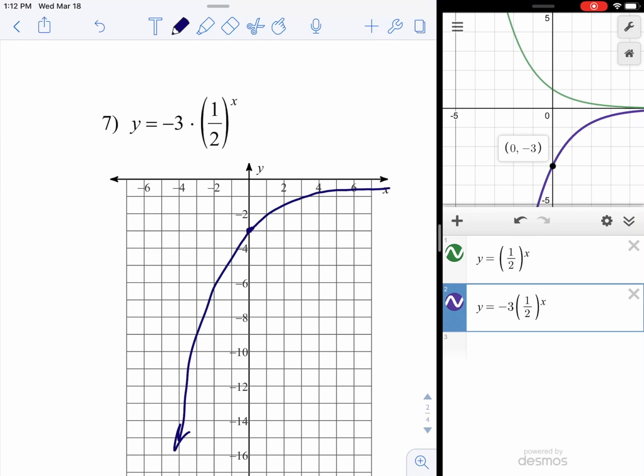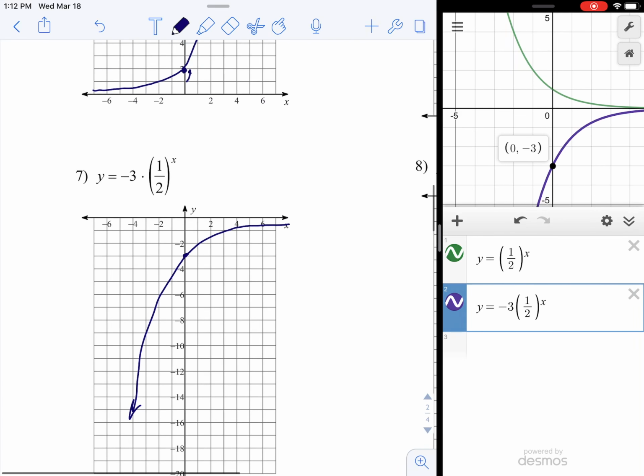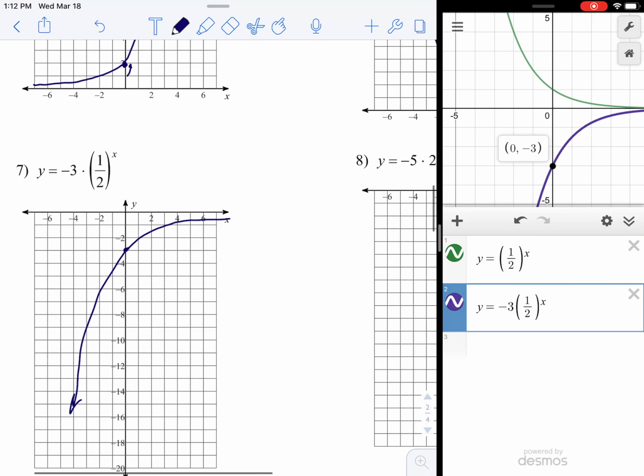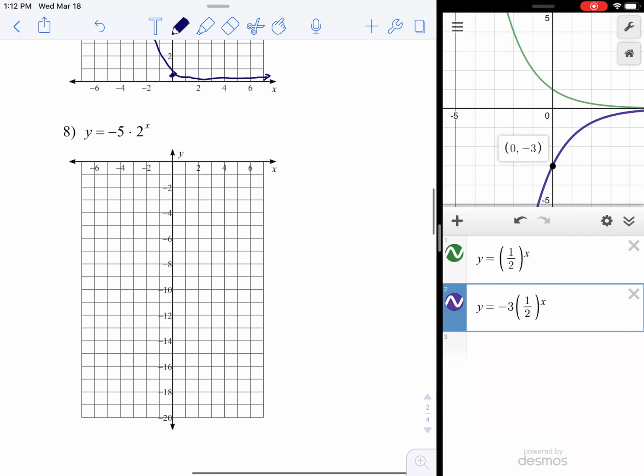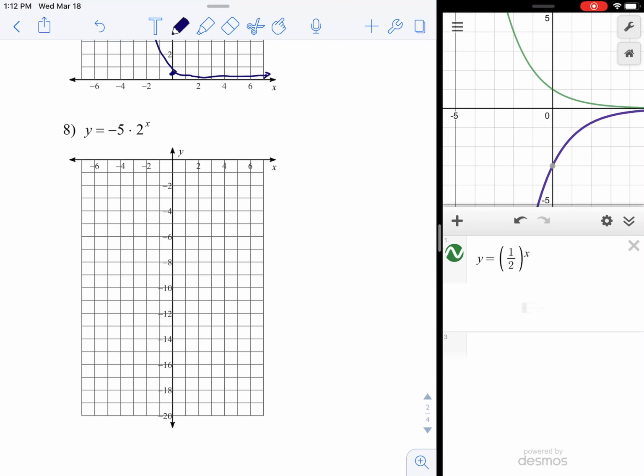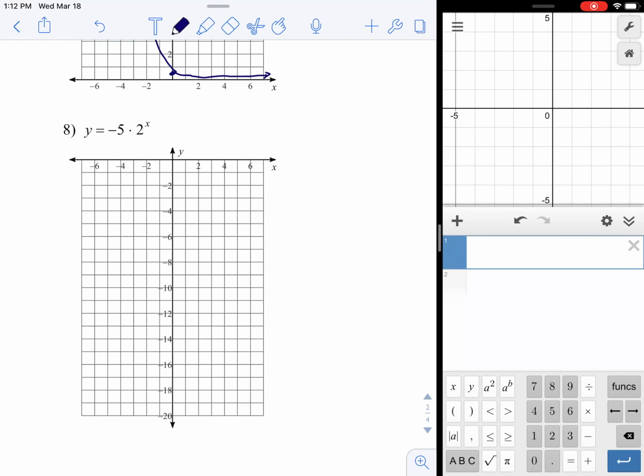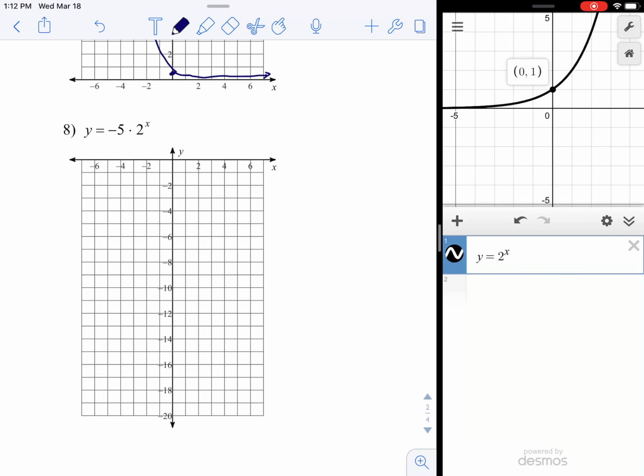Okay. Let's move on to number 8. So we have y equals 2 to the x. If that negative 5 wasn't there, y equals 2 raised to the x. That's our growth function, with 0, 1 being the y-intercept. Can you guess what that negative 5 is going to do? Just form a little guess in your head.